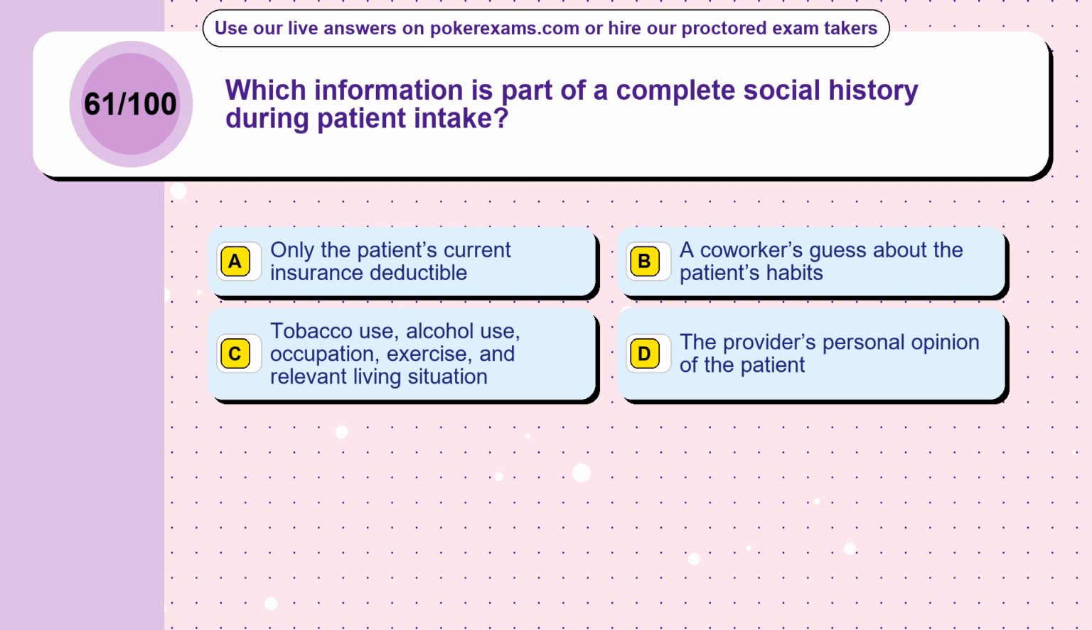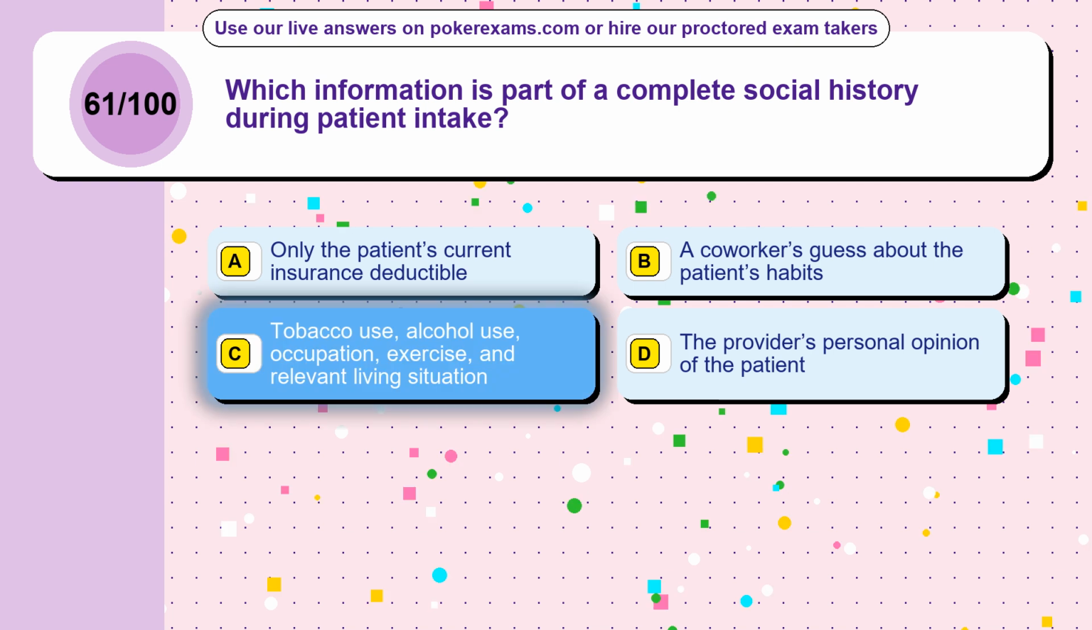Question 61. Which information is part of a complete social history during patient intake? Option A. Only the patient's current insurance deductible. Option B. A coworker's guess about the patient's habits. Option C. Tobacco use, alcohol use, occupation, exercise, and relevant living situation. Option D. The provider's personal opinion of the patient.